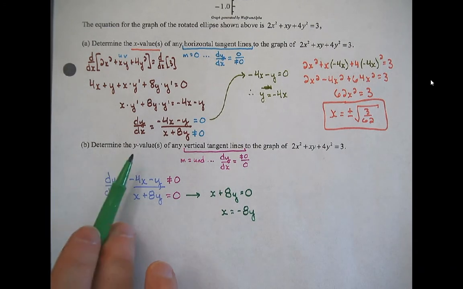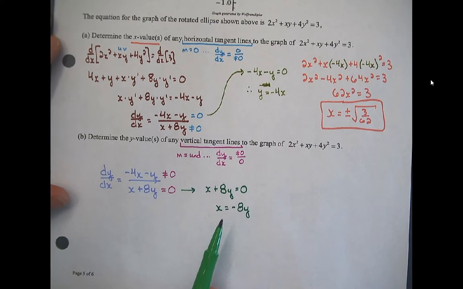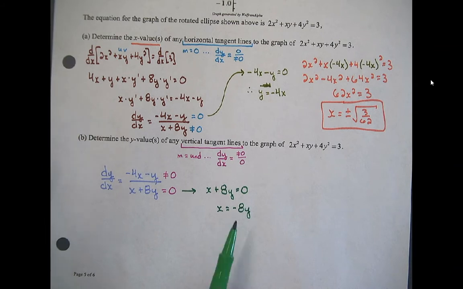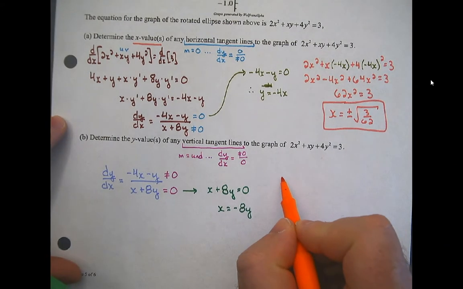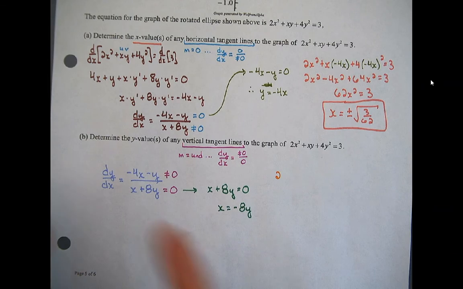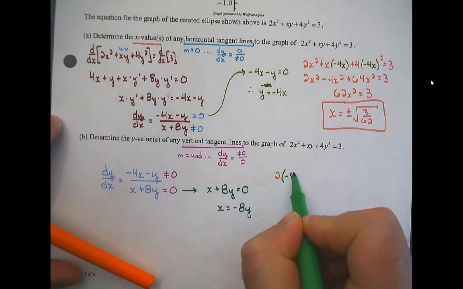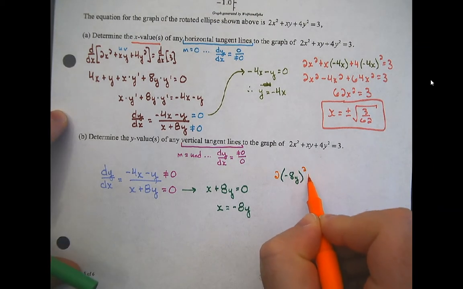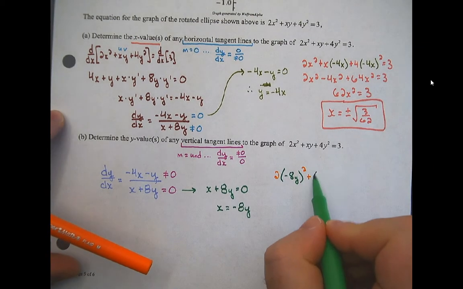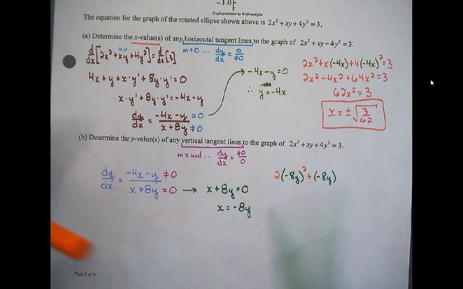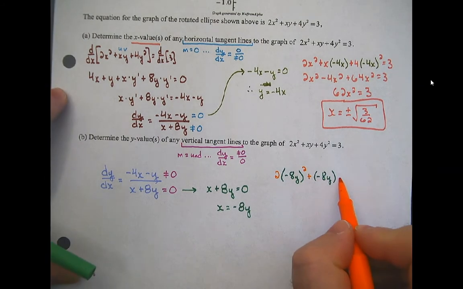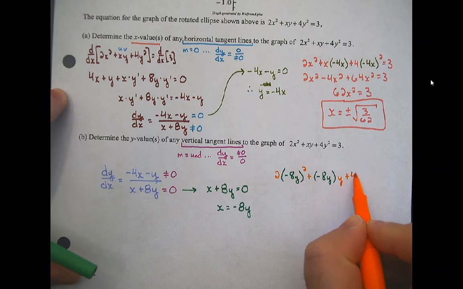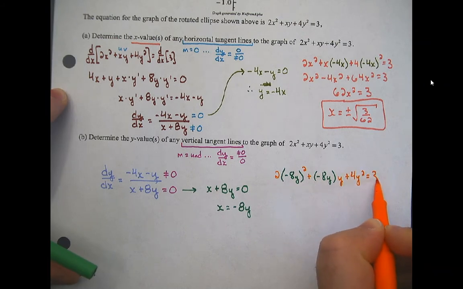All right, now we're supposed to find the y values using this relationship. So that means it's a point machine. I'm going to take this and plug it back into the point machine, which is our function. So we would say something along the lines of 2 times the quantity negative 8y squared plus negative 8y times y plus 4y squared equals 3.